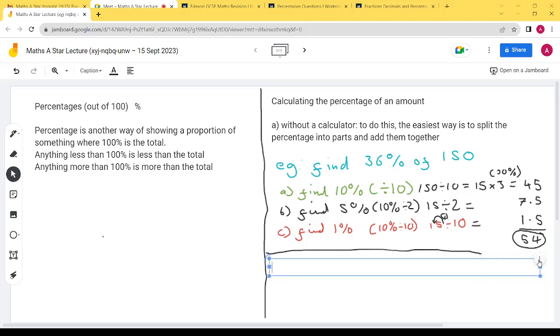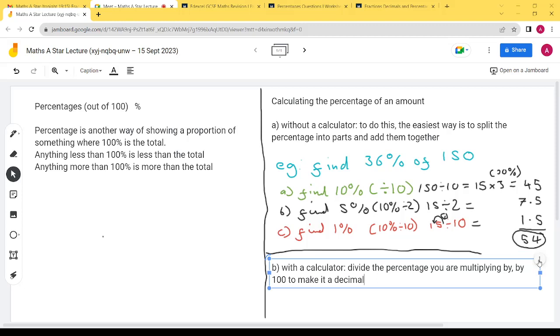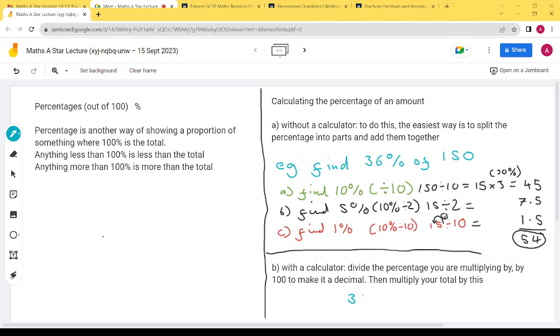Okay, so B with a calculator. And so divide the percent you are multiplying by 100 to make it a decimal. Then multiply your total by this. So what we do here, you do have 36% divided by 100, and if you divide by 100, it's like it goes a decimal point on the end. It goes 2 places to the left, so equals 0.36 times 150, which is our total, and that's going to give us the 54 again.